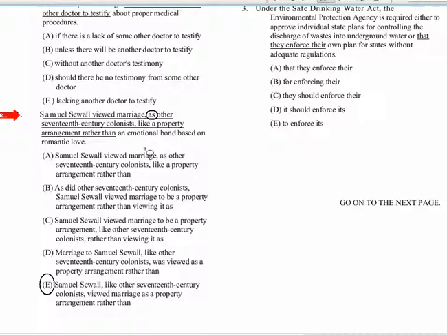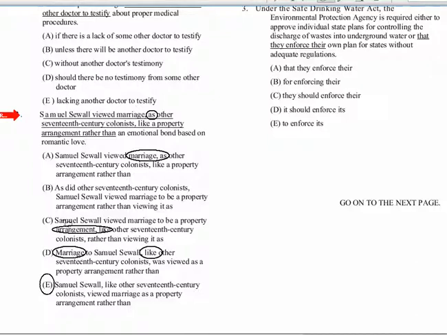In answer choice A, we have this issue of a misplaced modifier. In answer choice B, that's corrected, so that could be the answer. We'll come back to it. Samuel Sewall viewed marriage to be a property arrangement like other 17th century colonists. Again, like other 17th century colonists is a misplaced modifier. A modifier needs to be right next to what it modifies, which is Samuel Sewall. Well, the subject is marriage, and the modifier is like other 17th century colonists. The modifier needs to be next to the subject that it modifies, and that's not the case in D.